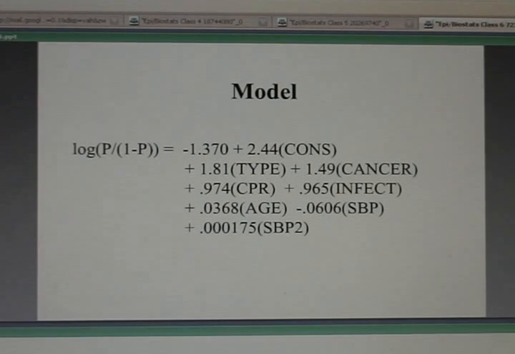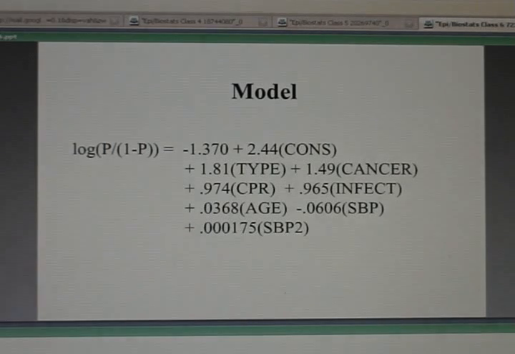It says your log odds of dying in the hospital is equal to minus 1.370, plus 2.4 times whether you are conscious or not, plus 1.8 times whether you're emergent admission or not, plus 1.49 times whether you're a cancer patient or not, plus 0.97 times whether you had CPR or not, plus 0.965 whether you had an infection or not, plus 0.03 times your age measured in years, minus 0.06 times your blood pressure measured in millimeters of mercury, and plus 0.00175 times the square of your blood pressure.